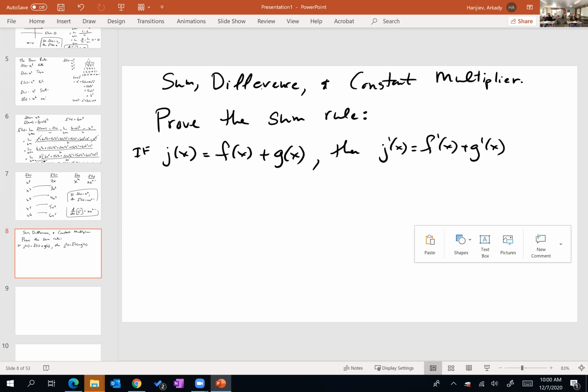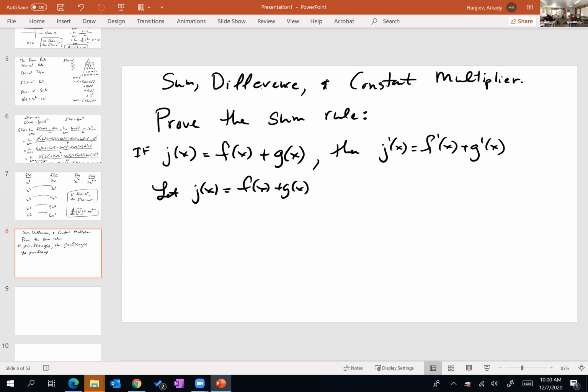Okay, let's do this one, and I think we'll be ready for some cool stuff there. So let's go for it here. If that's the case, I'm going to let j of x is equal to f of x plus g of x. So then, again, going back to my definition of derivative, the limit as h goes to 0 of, so everything goes back to this right here.